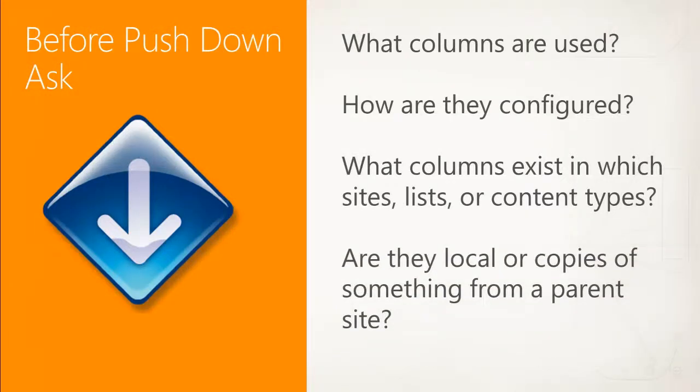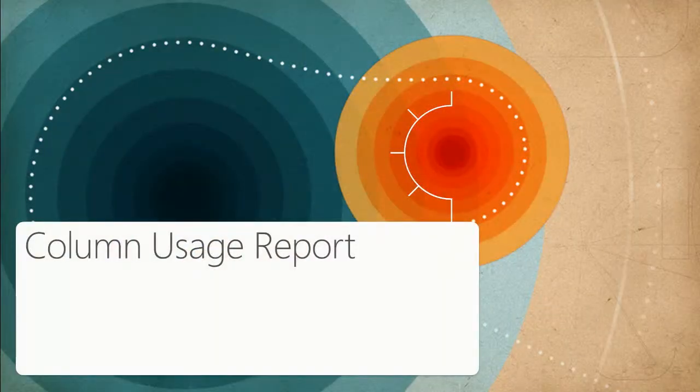And you want to understand, is it a local column that was created at the list level or the library level, or is it a copy of something that was done at the parent site? So what I'm wondering is, do any of you have reports that you're using today? Because SharePoint doesn't provide the reporting and the visibility to do what we just told you. Any of you doing any custom reports today to look at column usage? No one?